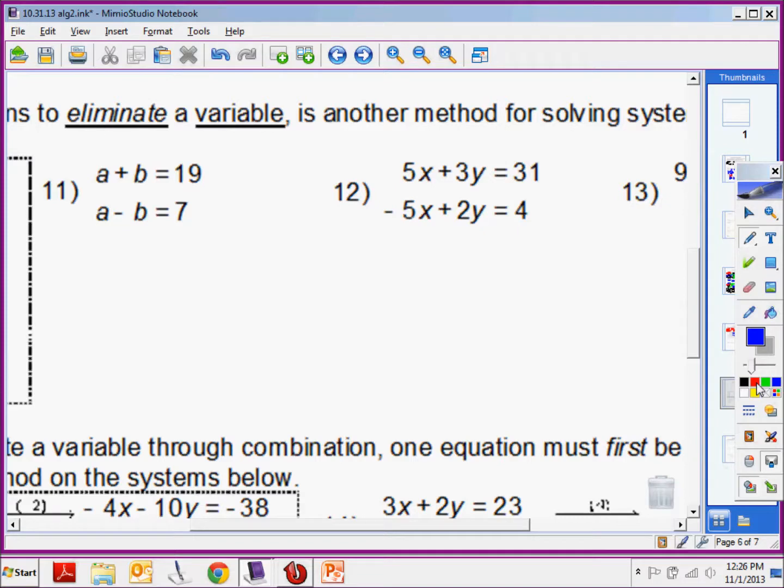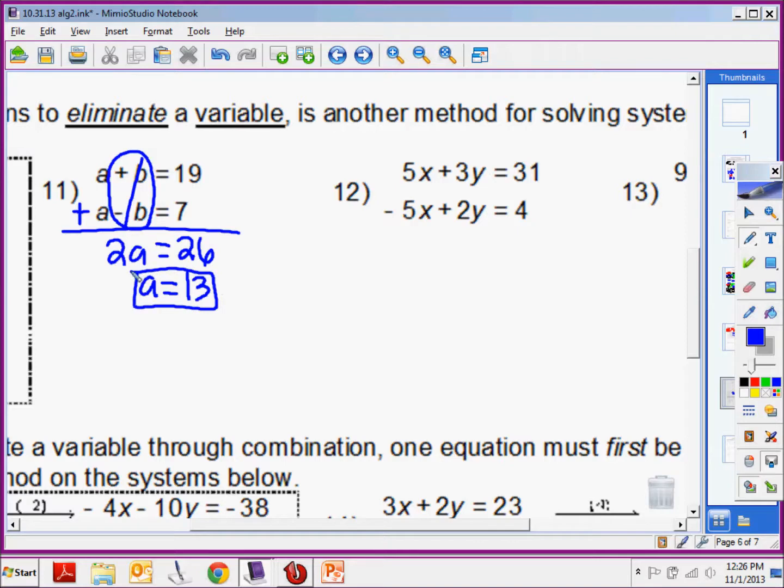First off, I look and see, do I already have a set of variables with its opposite? Yes, I have a and b. So what that means is I can go ahead and add. I'm going to add like variables together. 1a plus 1a is 2a, and I know my b's are going to cancel out. Then I add 19 plus 7, which is 26. So a must be 13.